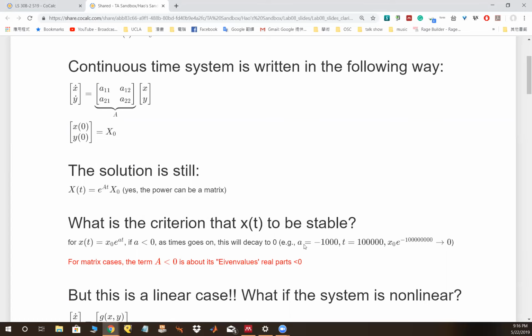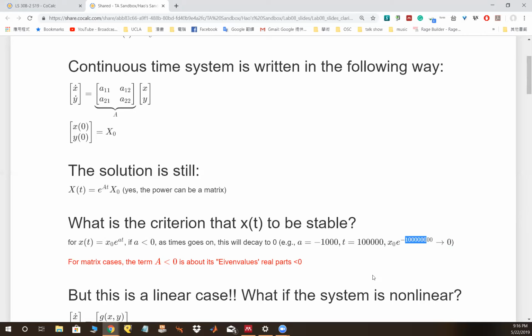The example is here. Suppose a is less than 1,000. As time goes on, that t becomes a large number. The x, this function, will become x0, still constant. We don't know the initial condition, but we multiply it by an exponential of something negative and really huge. Exponential of something negative and really huge is really close to 0. So 0 multiplied by anything will still be close to 0. So that means this x at least converges to the equilibrium point 0. So that's for the scalar case.